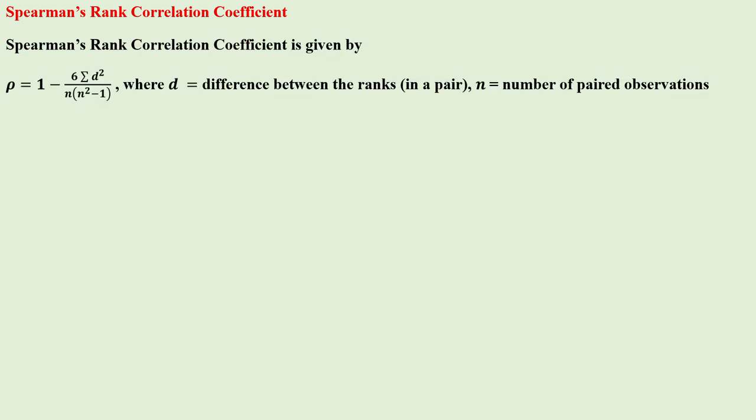Next, Spearman rank correlation coefficient. Spearman rank correlation coefficient is given by rho, which is equal to 1 minus 6 into sigma d square by n into n square minus 1, where d is the difference between the ranks in pairs, right? n is equal to the number of paired observations given.